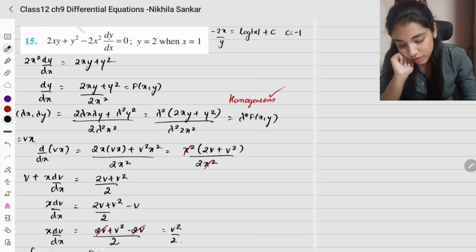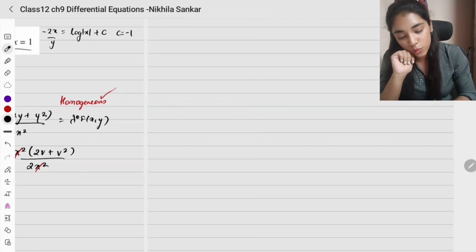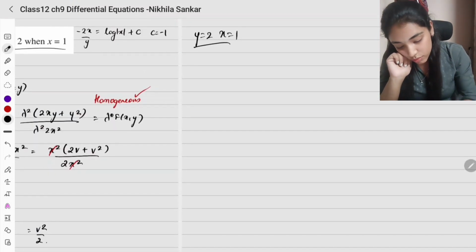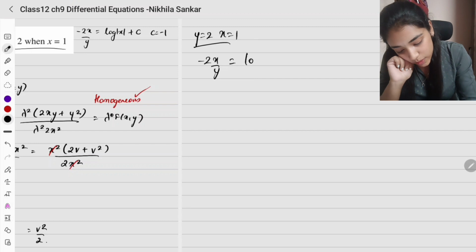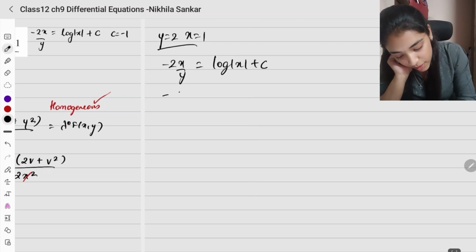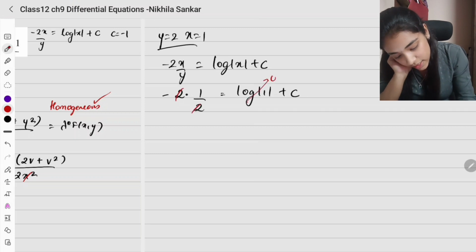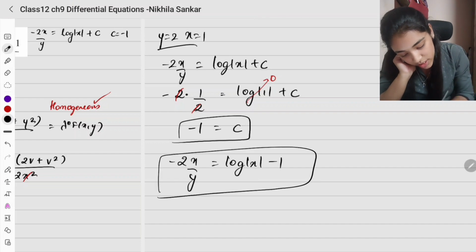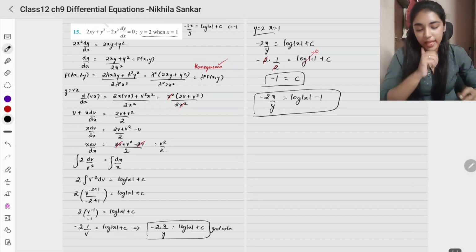Now what is the particular solution? The particular values are y equal to 2, x equal to 1. So I have y equal to 2, x equals 1, minus 2 x divided by y equals log mod x plus c. This is what we got, right? Now substituting the values for x and y, minus 2 times 1 divided by 2 equals log mod 1 plus c. So this gets cancelled, this is a 0. So I have minus 1 equals c. So your final solution is going to be minus 2x divided by y equals log mod x minus 1. So this is my final solution. Okay, please copy.